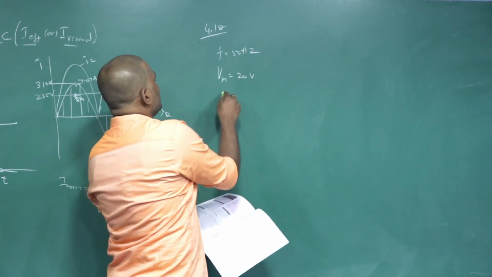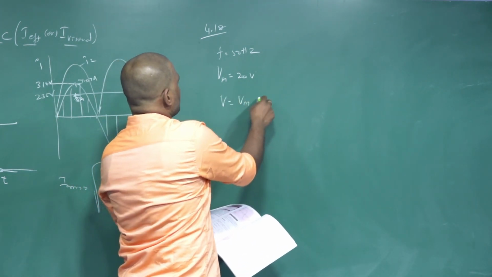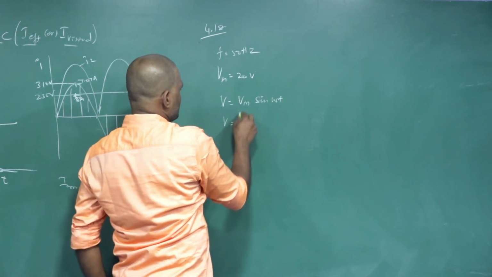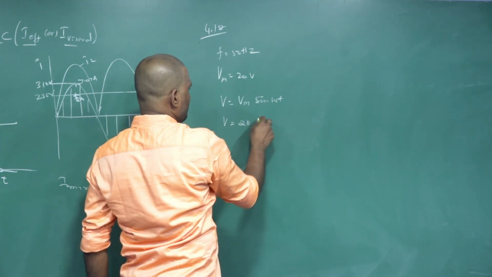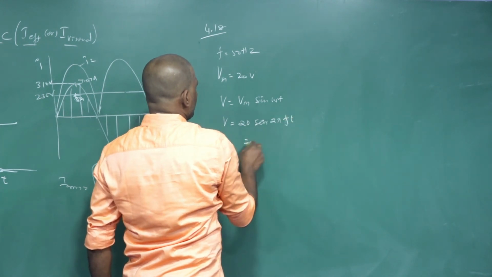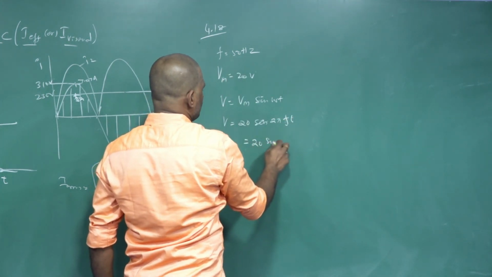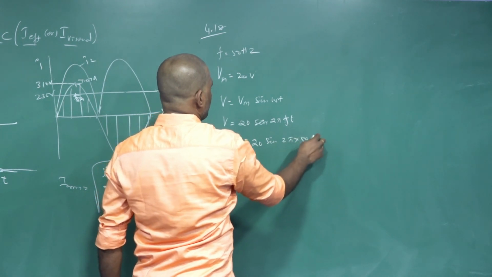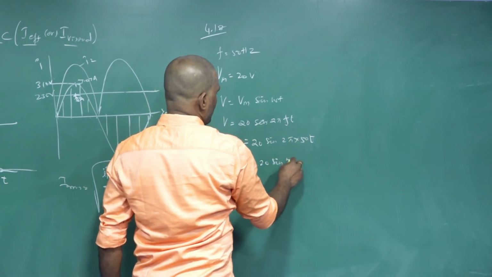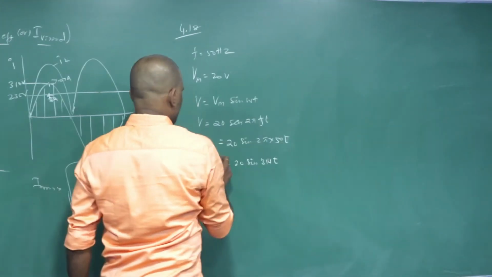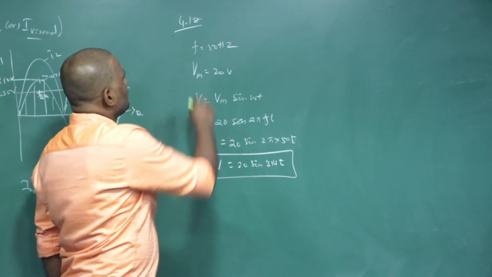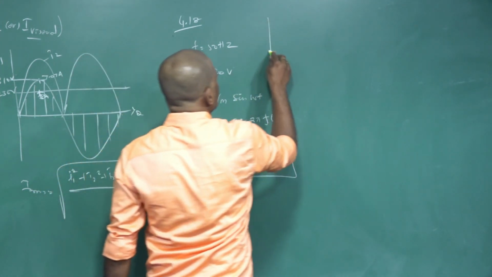The instantaneous value of voltage can be represented as V equals Vm sin omega t. So I can write this as V equals, Vm is 20 volts, so 20 sin omega t, where omega is 2 pi nu, or 2 pi f, times t. Frequency is 50 Hz, so 20 sin 2 pi into 50 t. So 20 sin 100 pi t, which is 314 t. This is the representation for the instantaneous value of voltage for the given data, and the waveform can be shown here.